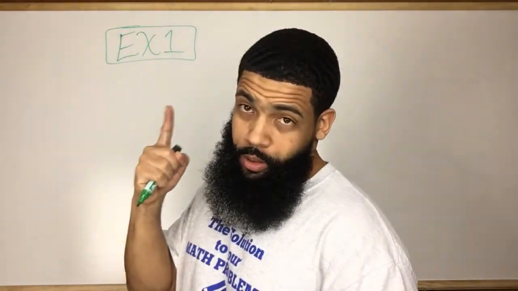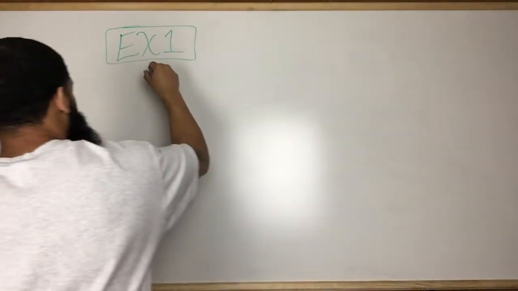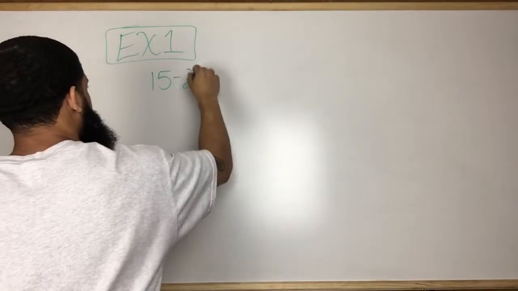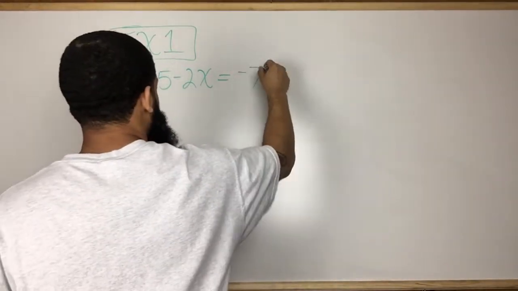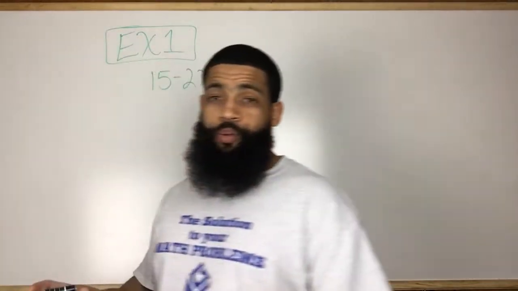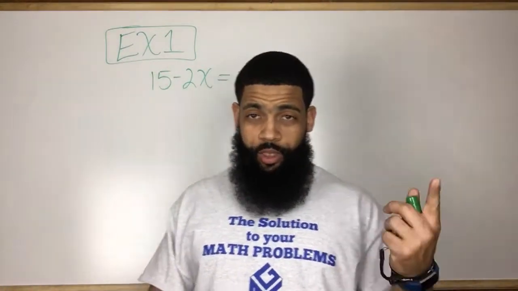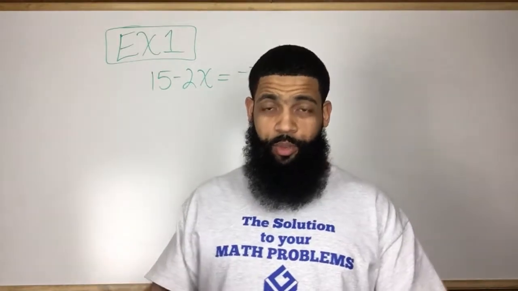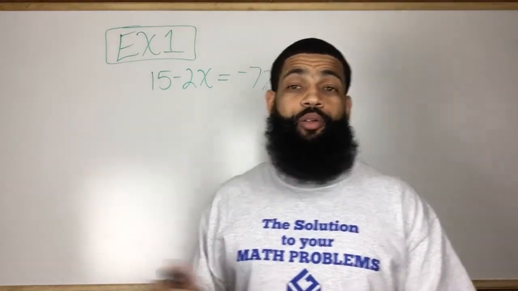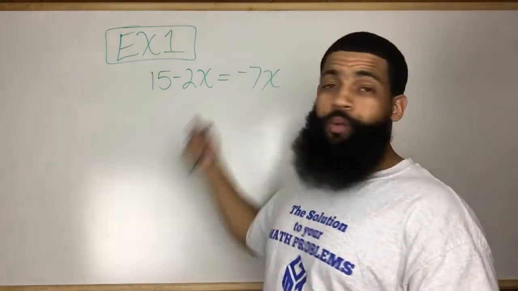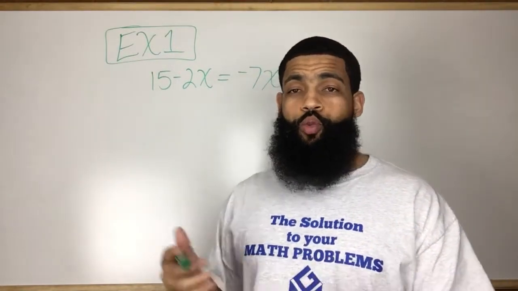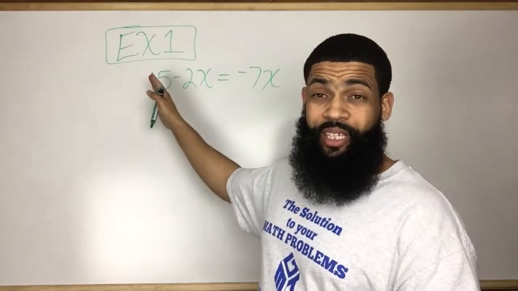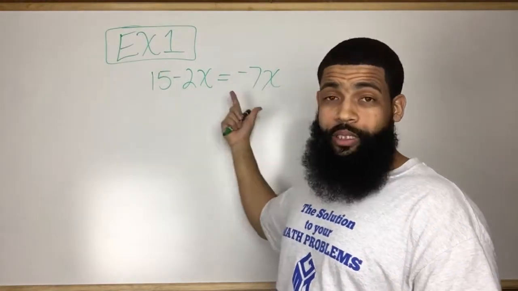Example 1: 15 minus 2x is equal to negative 7x. Alright, same principle as with one-step equations, two-step equations, and multi-step equations, but the only difference is we have a variable on both sides. The good thing about these is it's up to you whether you want to isolate the variable on the left side of the equal sign or on the right side.